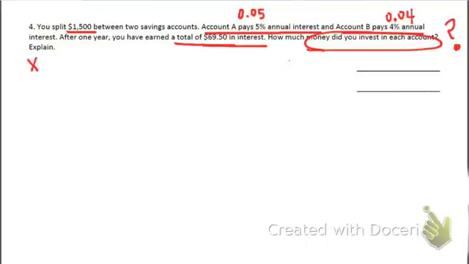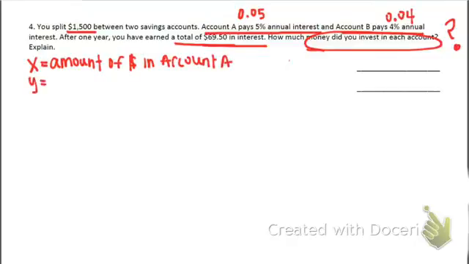So X is going to be the amount of money in account A, and Y is going to be the amount of money in account B. So we're going to write an equation, not for each one of these, but we're going to write an equation, one for the amount of money that we invested in each account, and one for how much money we earned in interest, because that's the information that's given to us.